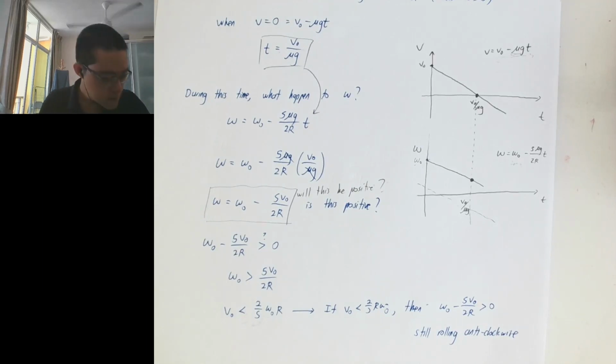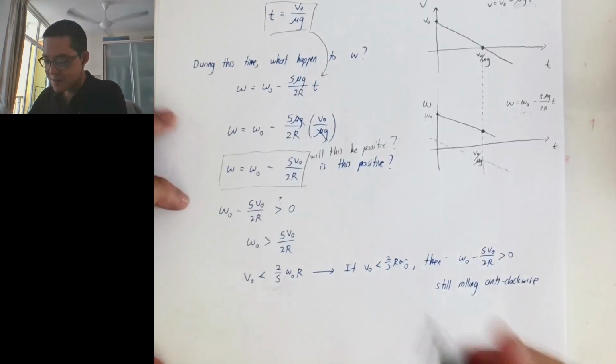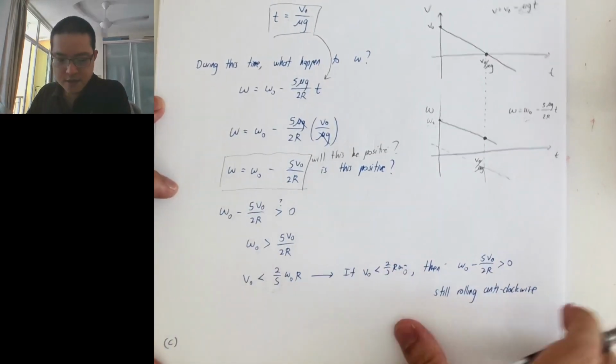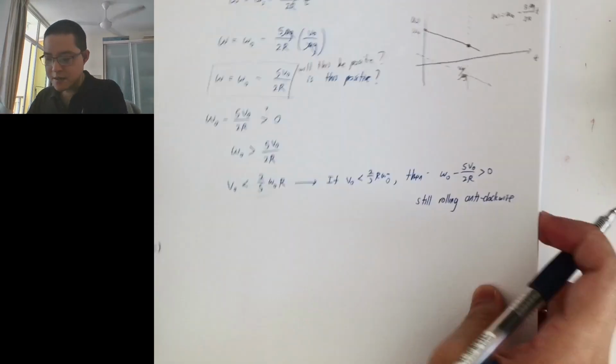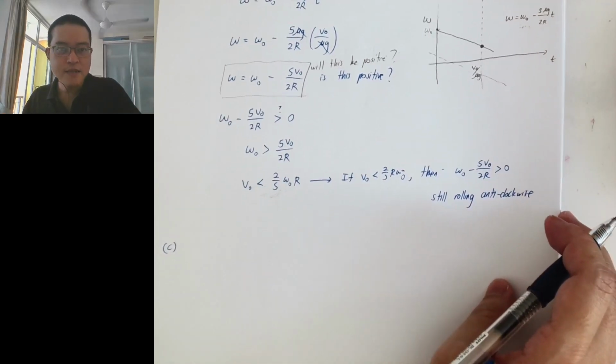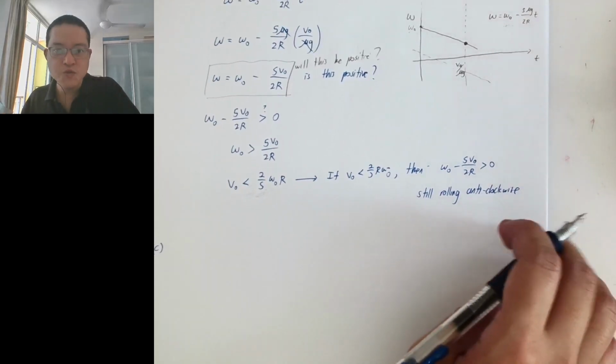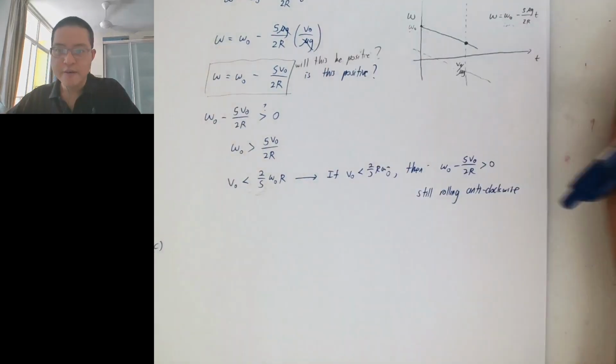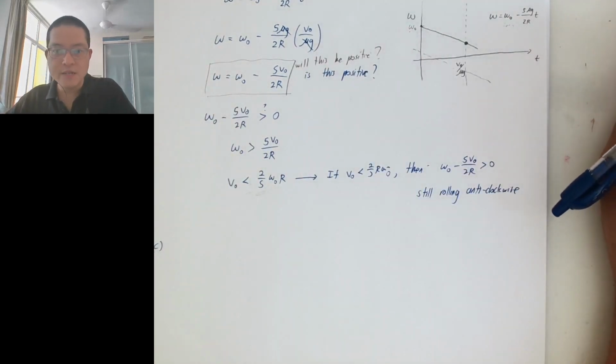What time is it now? Okay, 10 more minutes, but we should probably go on to part C now. Any more questions, you can ask me later. What is part C saying? Part C, we just want to describe the motion. This one is just to continue the story of part B. So assuming this is satisfied, that means assuming it's still rolling anti-clockwise, describe the subsequent motion.